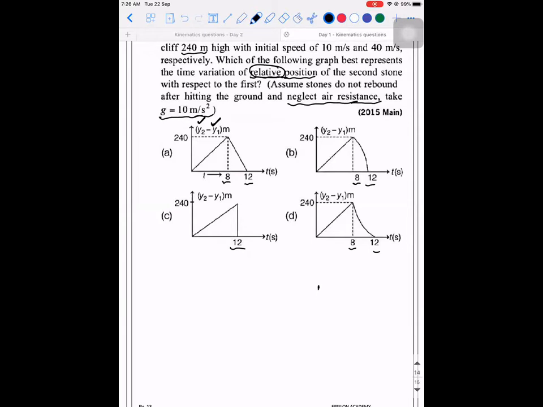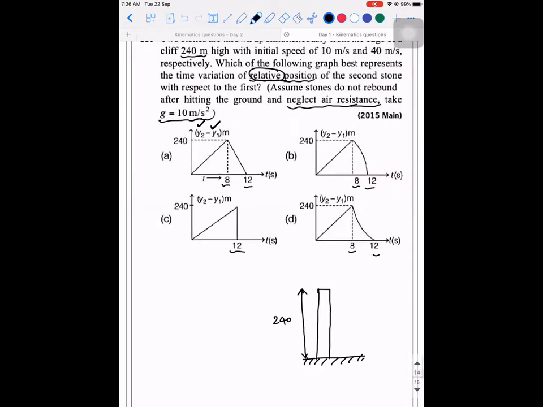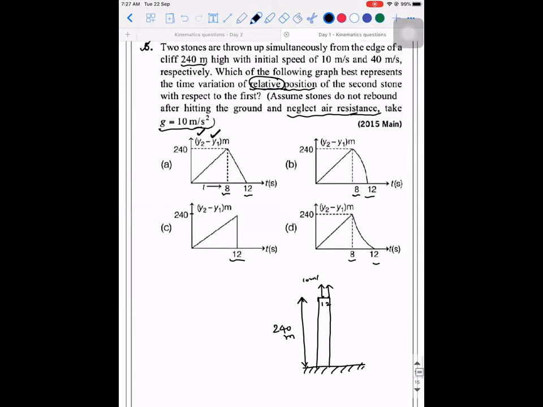So what have they given? There is a cliff of height 240 meters. From the top of the cliff, there are two particles which are projected, 1 and 2, with velocities of 10 meters per second and 40 meters per second. Correct? So let's first try to analyze the individual motion of the object.